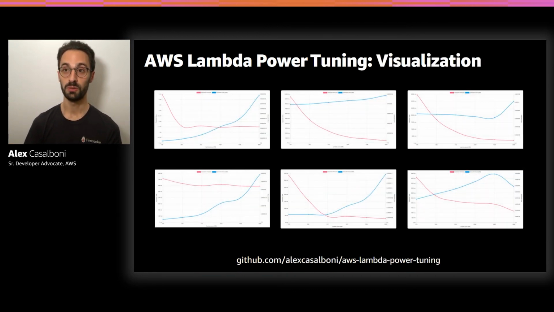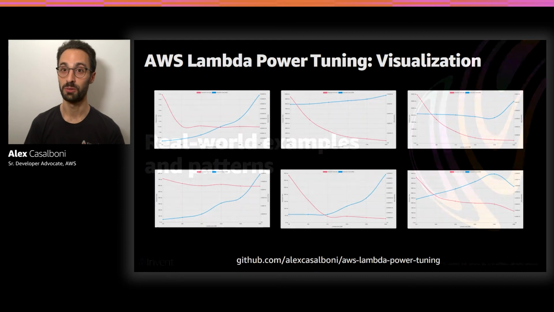So I'm going to show you a few examples. What I would like you to get away from these examples is that there are multiple patterns depending on what your function is doing. Is it CPU bound? Is it network bound? Is it talking to a database? Is it talking to an external API? Is it downloading data from Amazon S3? What is it doing? And depending on that, how does the cost and performance pattern change? Which means, in a way, which functions are more worth optimizing. So let's get there. Let me show you a few examples.